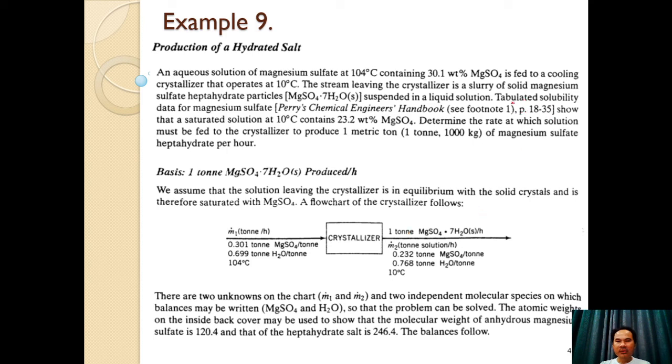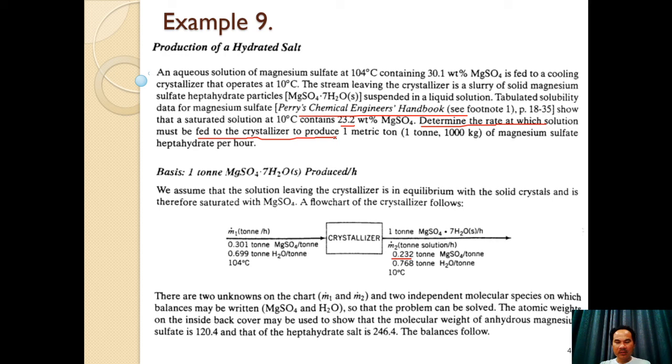Okay, the next step, use data from Perry's Chemical Engineering Handbook and show that a saturated solution at 10 degrees Celsius contains 23.2 weight% magnesium sulfate. Okay, the output is 23.2% magnesium sulfate. The unit should be ton. For this case, we use the ton. But the question is: determine the rate at which the solution must be fed to the crystallizer to produce 1 metric ton, where 1 metric ton equals 1,000 kilograms, of heptahydrate per hour.